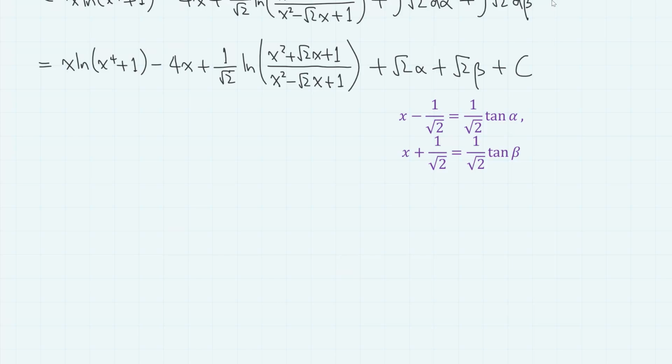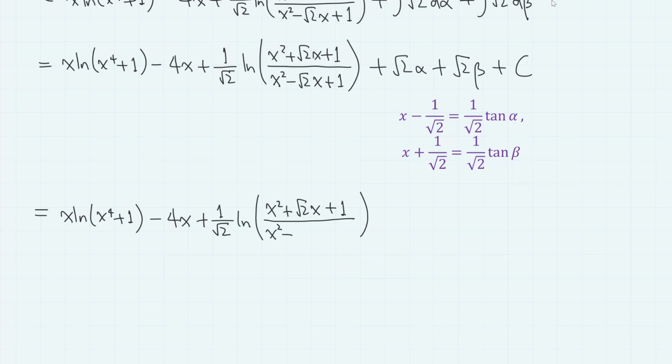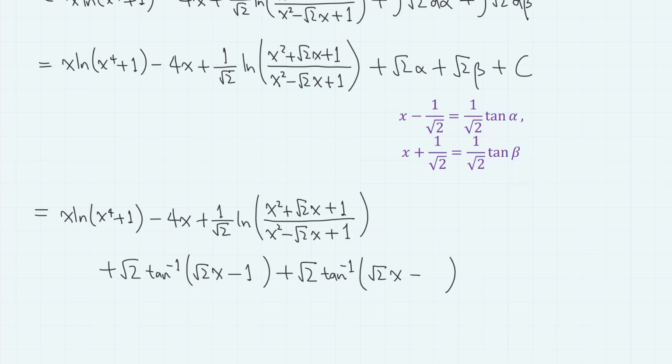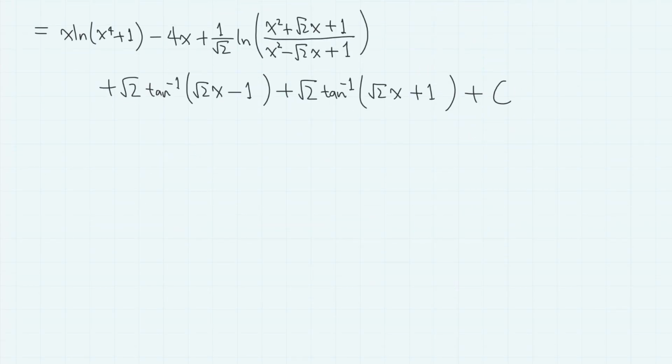So if we change alpha and beta back to x, we have our final answer, which is x ln of x to the power of 4 plus 1 minus 4x plus 1 over square root of 2 ln of x squared plus square root of 2x plus 1 divided by x squared minus square root of 2x plus 1, plus square root of 2 times inverse tangent of square root of 2x minus 1, since alpha equals inverse tangent of square root of 2x minus 1, plus square root of 2 times inverse tangent of square root of 2x plus 1, since beta equals inverse tangent of square root of 2x plus 1, plus constant c. So this is our answer.